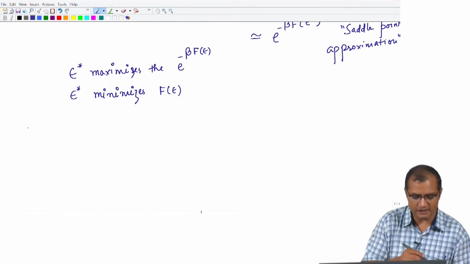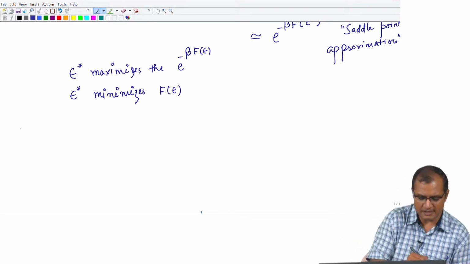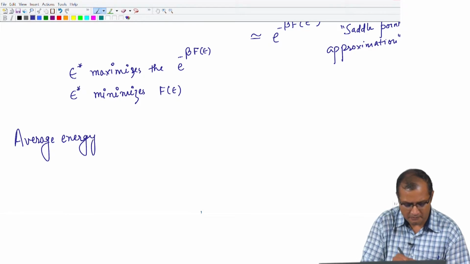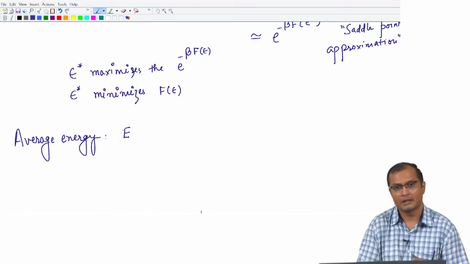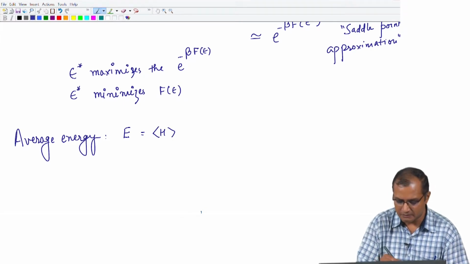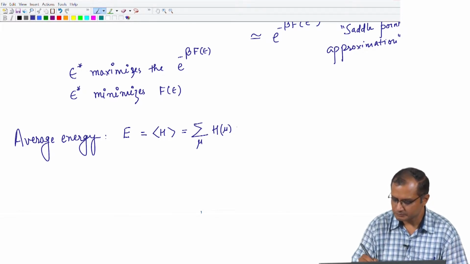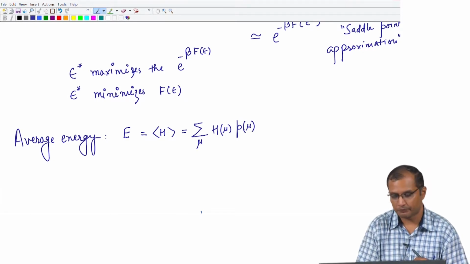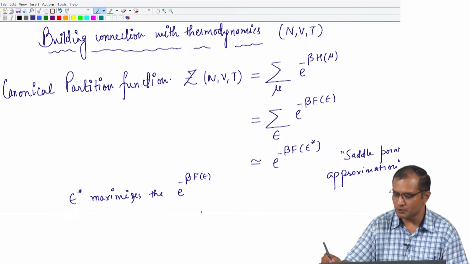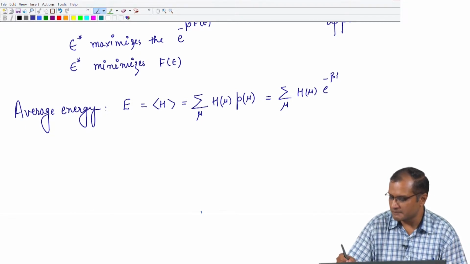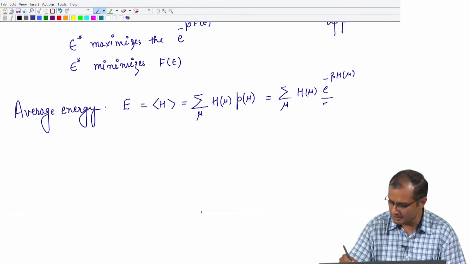Now, I am going to construct the first meaningful quantity. The simplest quantity in thermodynamics is the average energy. So, why not compute something that is the easiest? So, the average energy, I will say it is E, is nothing but the expectation value of the Hamiltonian, and that can be computed by simply the average of my Hamiltonian weighed with the probability P of mu. Okay. And if I recall, this P of mu from the previous lecture is nothing but simply the Boltzmann factor e to the power minus beta H mu over the canonical partition function.